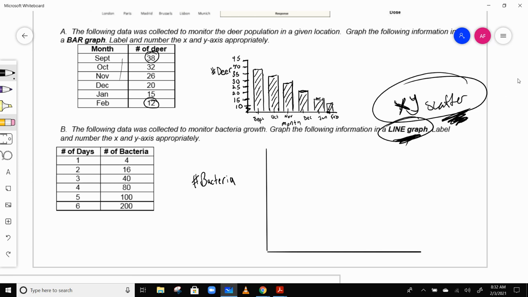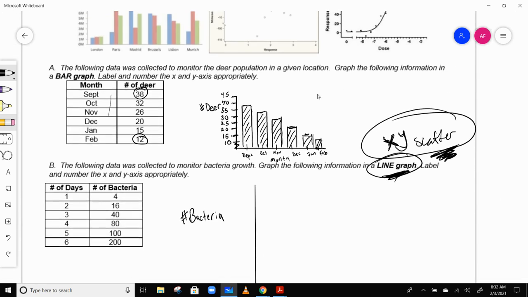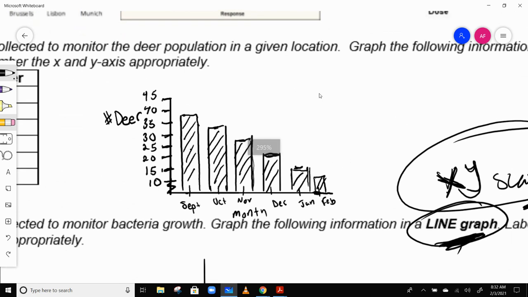Oh, I forgot. What did I forget on the other one? What did I forget on this one? A title. Yeah, I forgot it. Why didn't you guys remind me? Forgot to do a title.